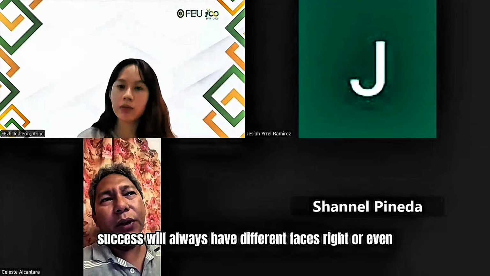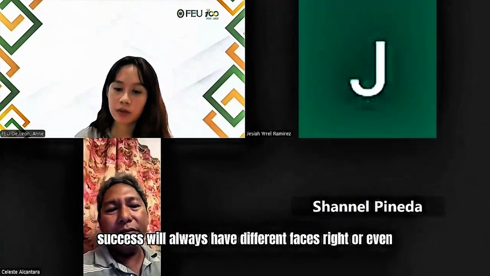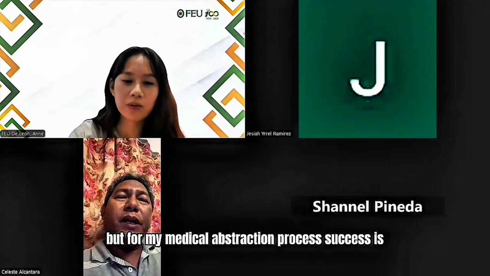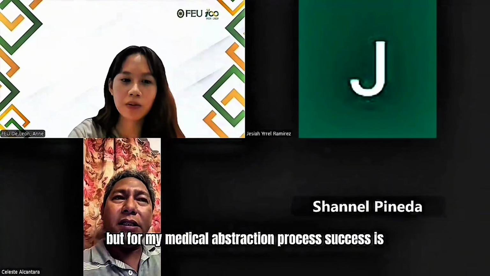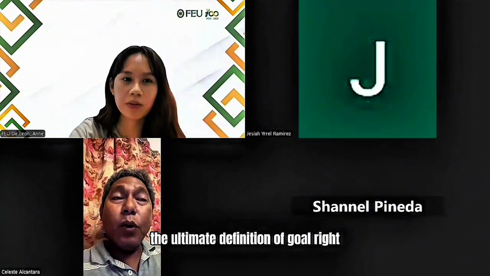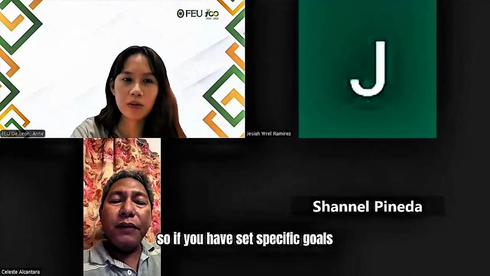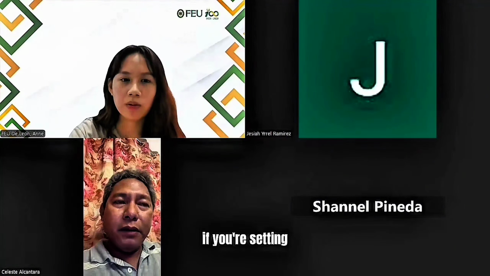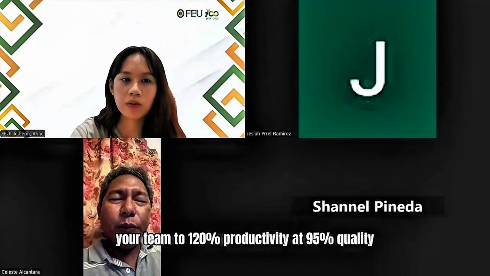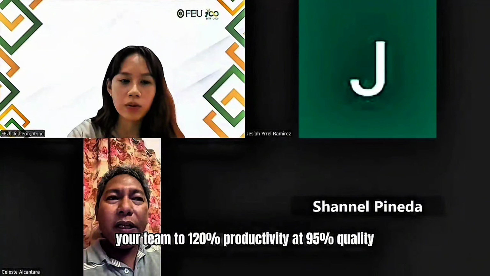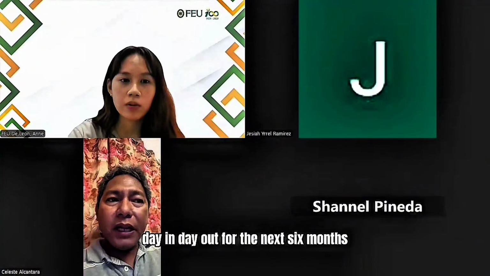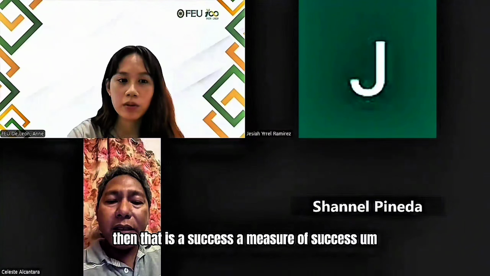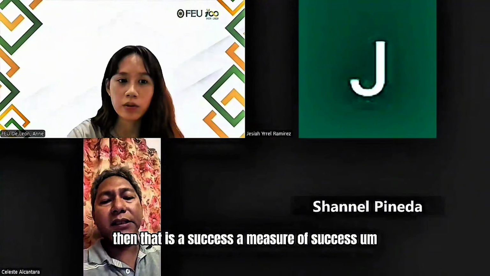Right? Success will always have different phases, or even different definitions. But for my medical abstraction process, success is the ultimate definition of goal, right? So if you have set specific goals, again, going back to productivity and quality capability, if you're setting your team to 120% productivity at 95% quality day in, day out for the next 6 months, and your team was able to reach that goal, then that is a success, a measure of success.